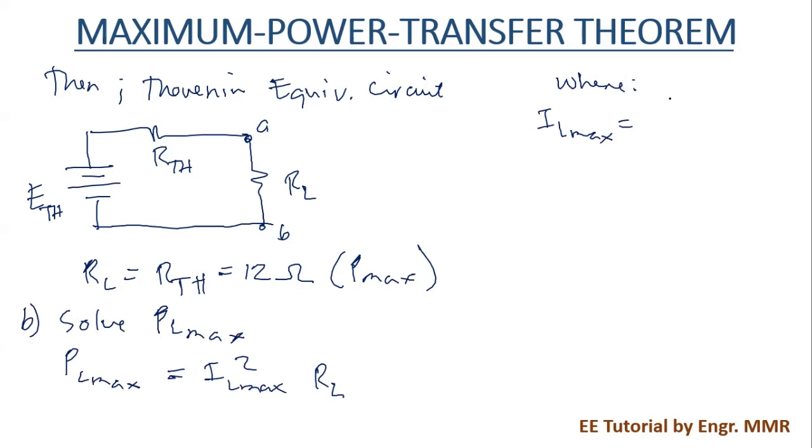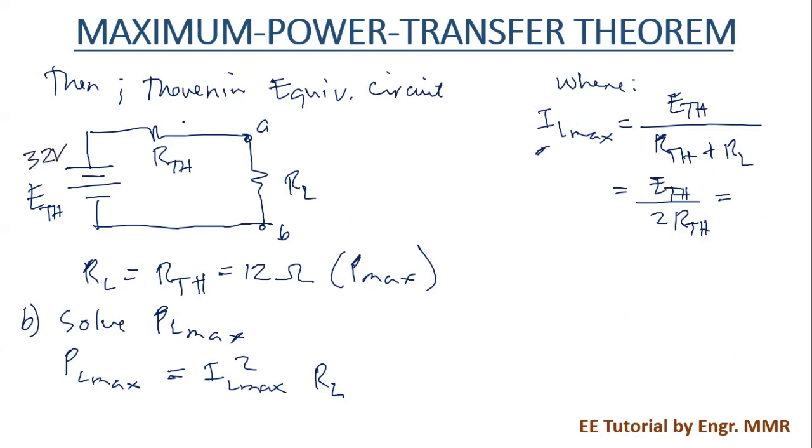So by Ohm's law, IL max is equal to ETH divided by RTH plus RL. Since RL is equal to RTH, then IL max is equal to ETH divided by 2 times the RTH. If we substitute, the ETH value is equal to 32 volts, and RTH here is 12 ohms. So since the value of ETH is 32, we substitute it here: 32 divided by 2 times RTH, which is equal to 12 ohms. And IL max is equal to 1.33 amperes.